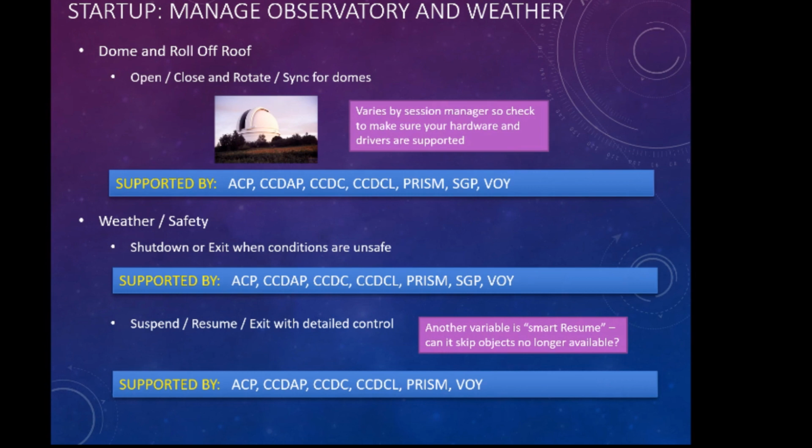There's also a variable which I call smart resume. Clouds rolled in at midnight. It got clear at 3 a.m. The target you were imaging at midnight has set. What does the software do? Does it go back to that same target and try to image it? Does it just give up for the night? Or does it say, let's skip ahead until we find something that's available? And there are variations here with these products in terms of how smart they are at resuming your session. Some of them will just pick up where they left off, and if the target's not available, that'll cause an error.